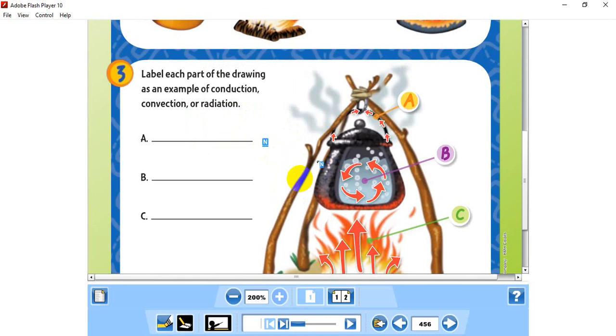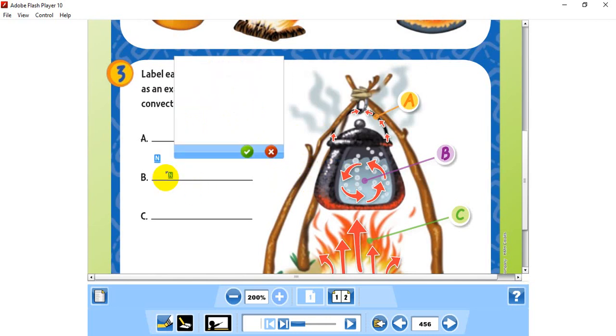What about now the second one here? Number B is the water. The particles of water are moved. See here the arrow is like a cycle, a cycle motion. So this one is convection, because the particles that move, liquid or gas, are an example of convection.